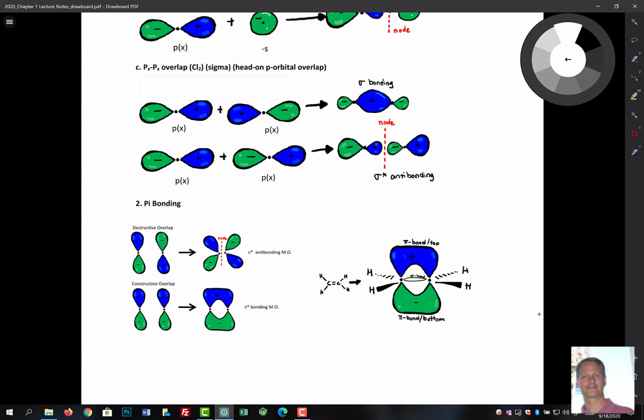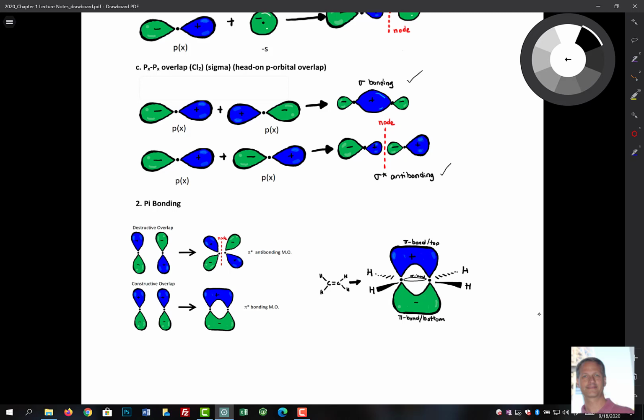Now down here below, letter C, this is the other way we can get a sigma bond forming. It's from the head-on overlap of p orbitals. So again, we get this sigma bonding, and we get this sigma anti-bonding with a node. So the destructive overlap results in there being a node that's present.